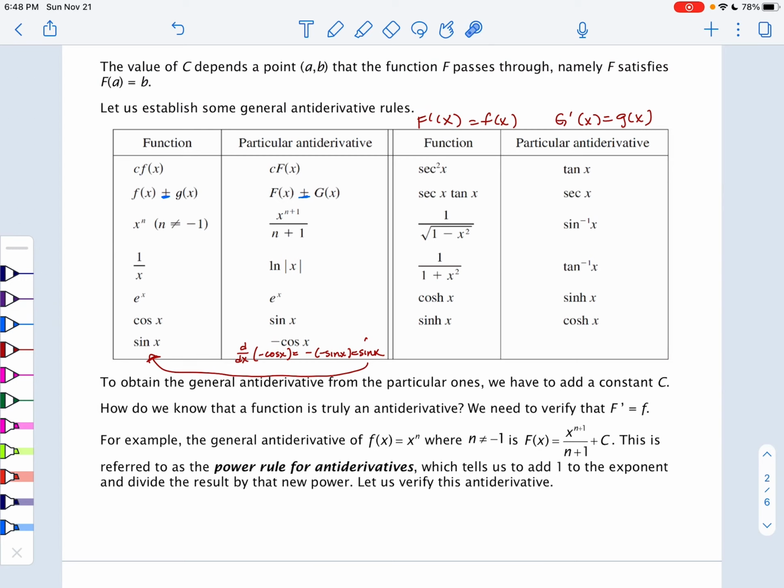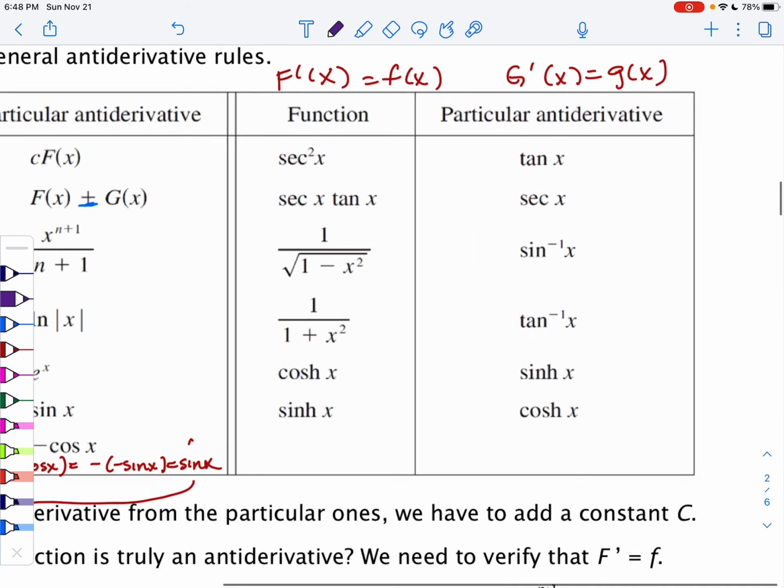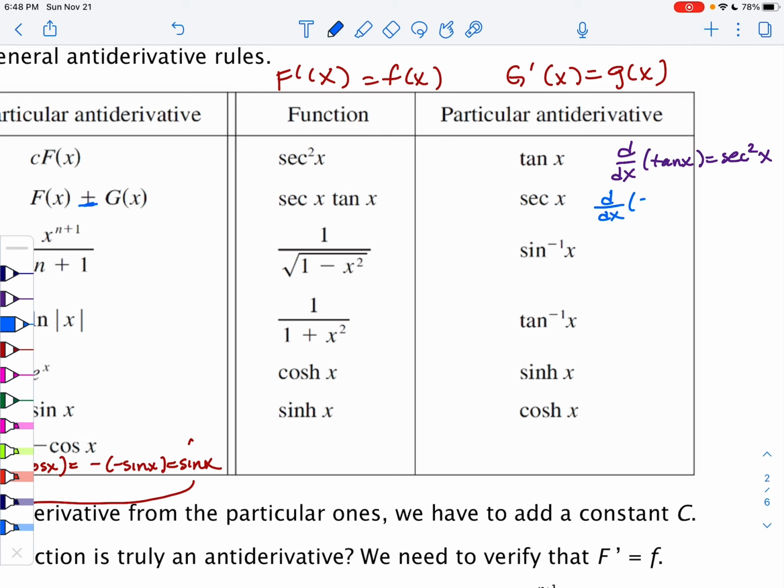What function has derivative equal to secant squared x? Tangent does, right? Because we know that the derivative of tangent x is equal to secant squared x. What function has derivative equal to secant tangent? Secant does, so we know that the derivative of secant x is secant x tangent x. So we're kind of going in reverse, okay?